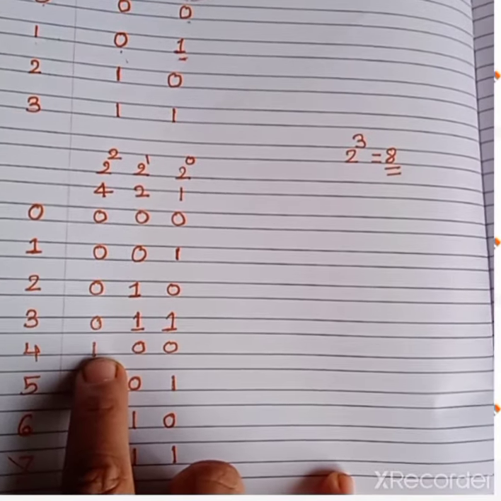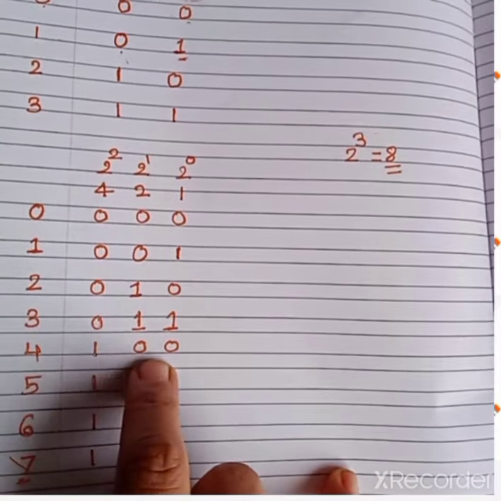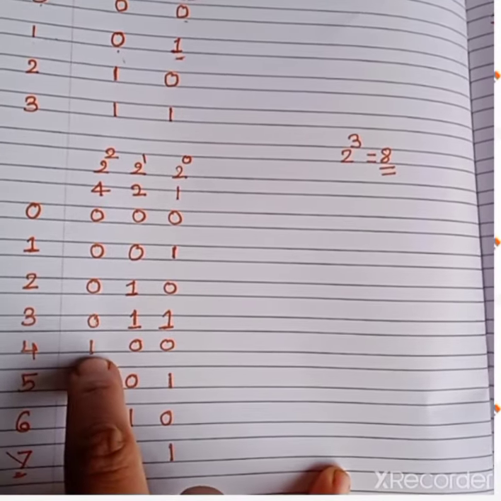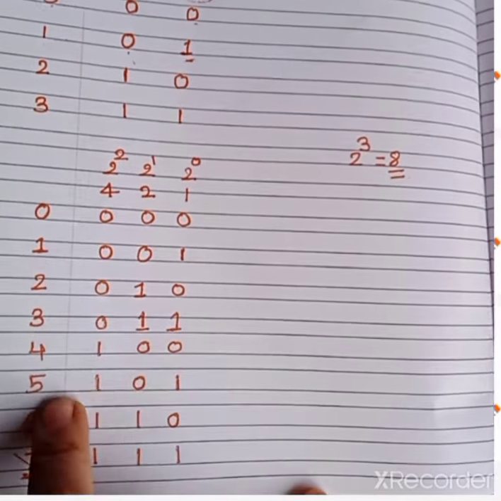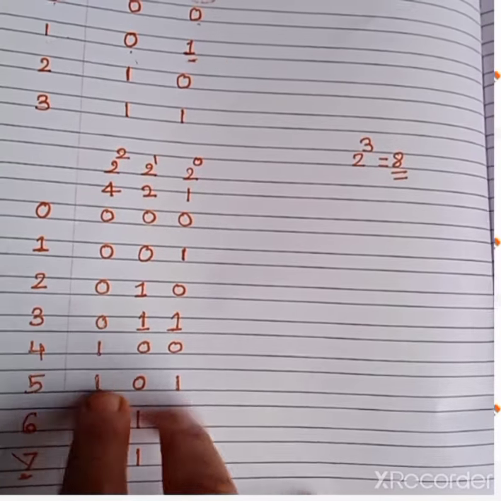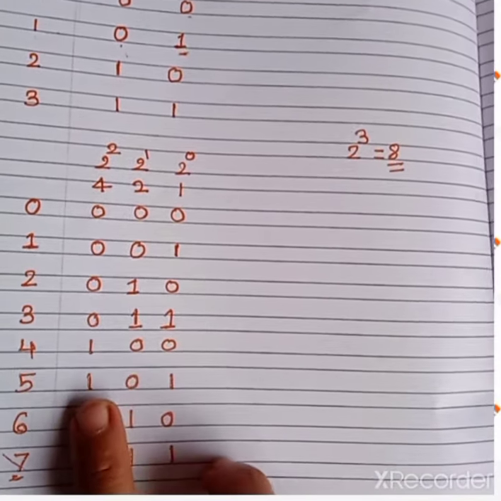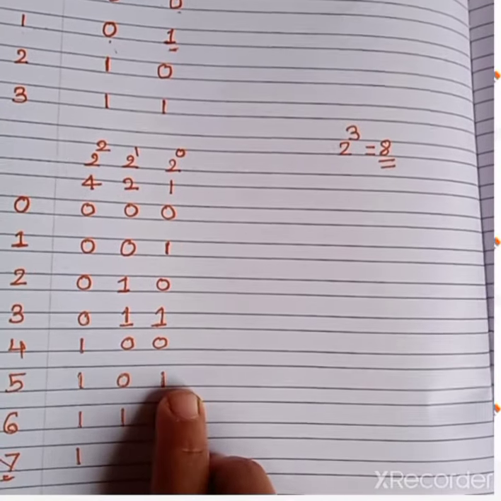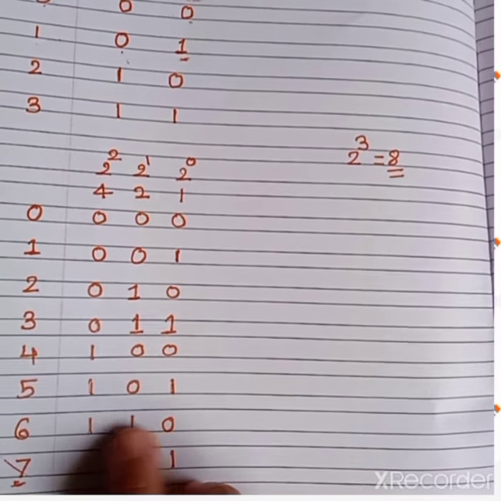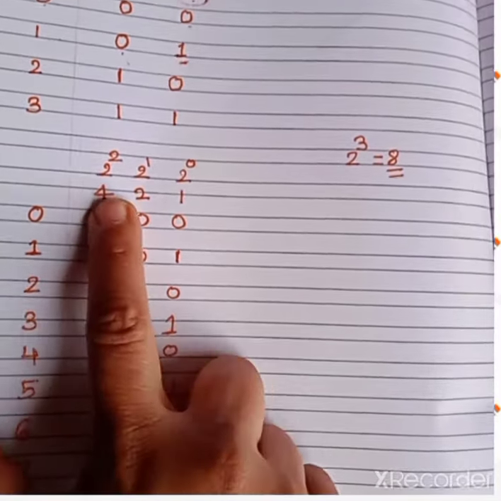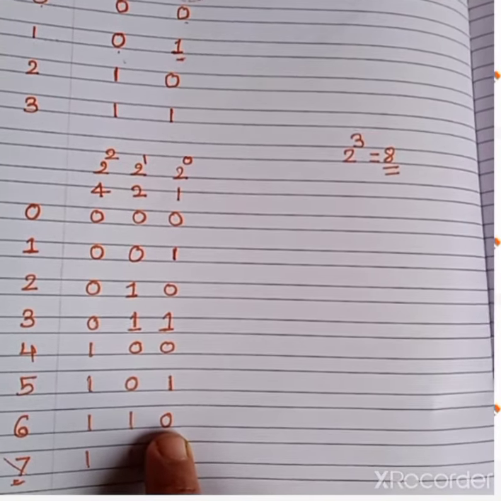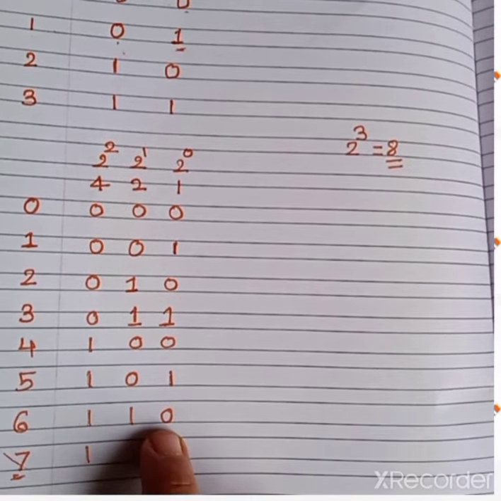For 4, I will make this column 1 and rest of the column 0. So my decimal 4 in 3-bit binary will look like 1 0 0. For 5, I will make 4 plus 1. So ये दो कॉलम को 1 किया है और मिडिल कॉलम को 0 किया है. So this will give me decimal 5 1 0 1. And 6, 4 plus 2. So I will make these two columns 1 1. 4 plus 2 is 6. So I will make this column 1 and will put this column 0. Right? So 6 will look like 1 1 0.